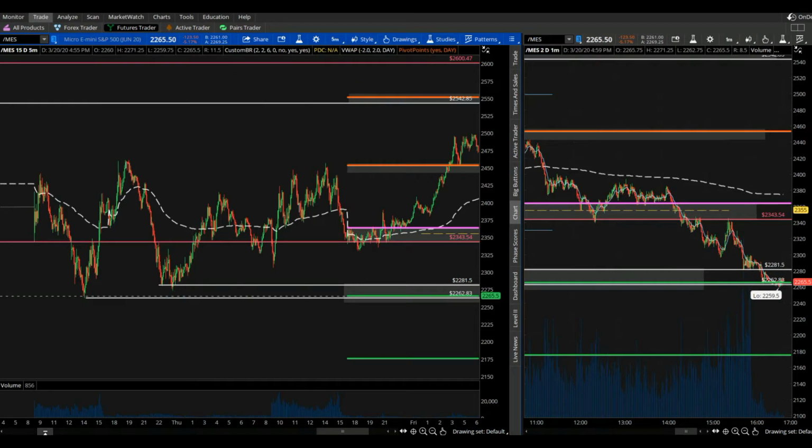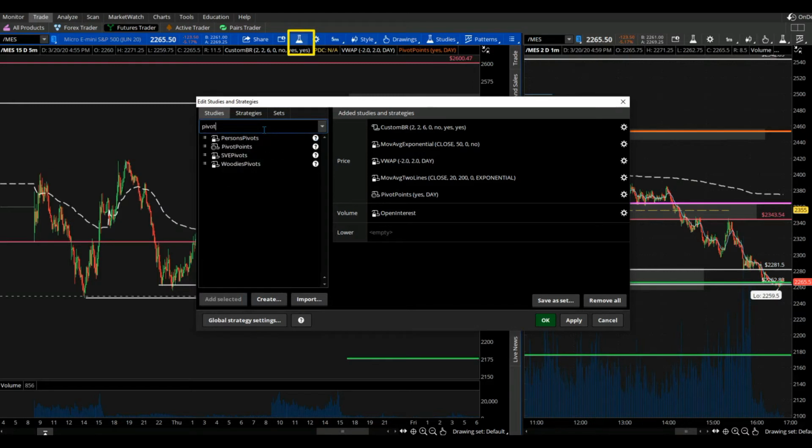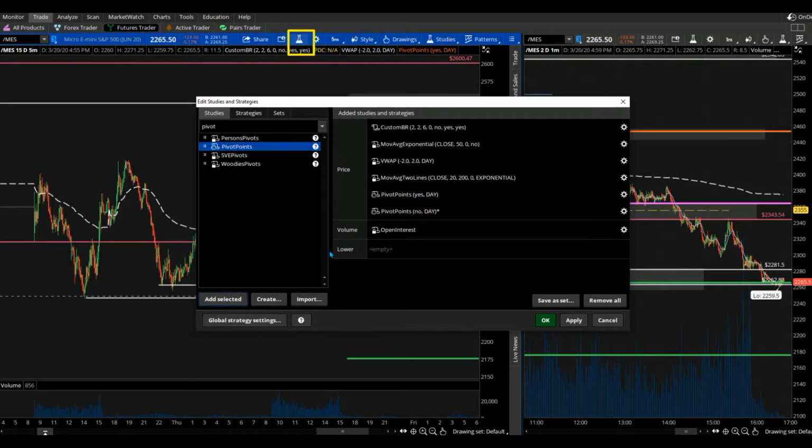you can come right up here to the studies. Click the studies if you're using Think or Swim. I use Think or Swim for the time being. And then all you do is just type in pivot. And this is the one that I use. You can see it here. So all you do is just add selected. I don't need two of them, so I'm going to get rid of this one.